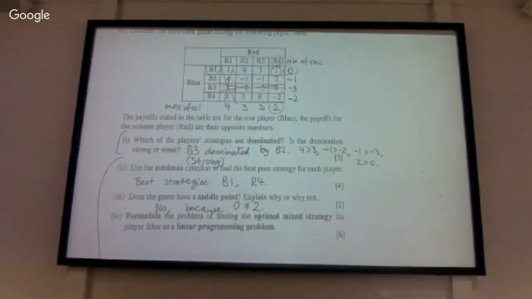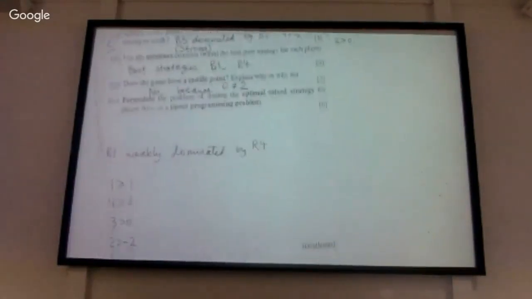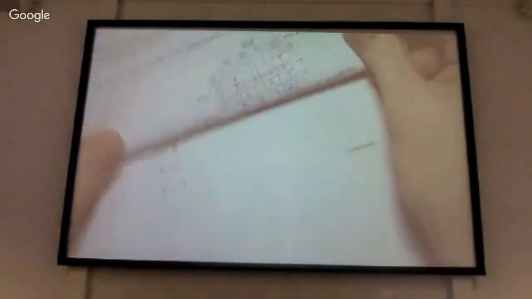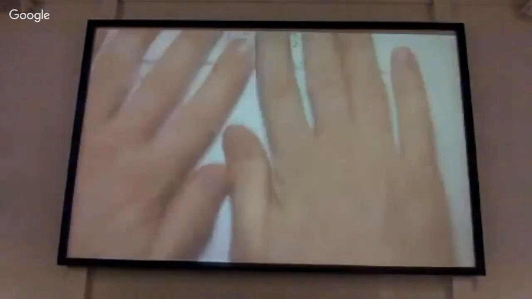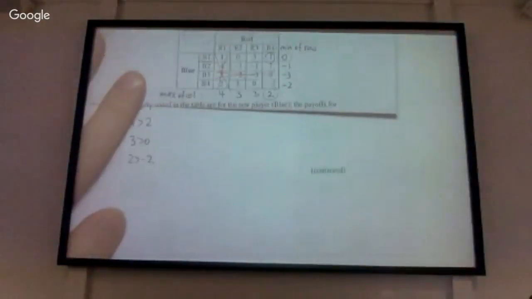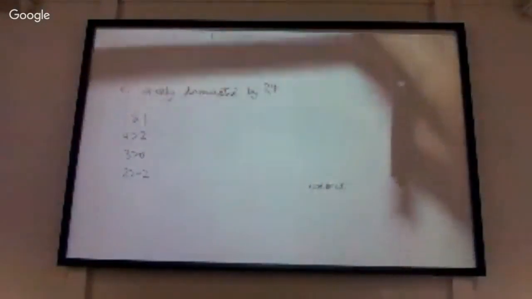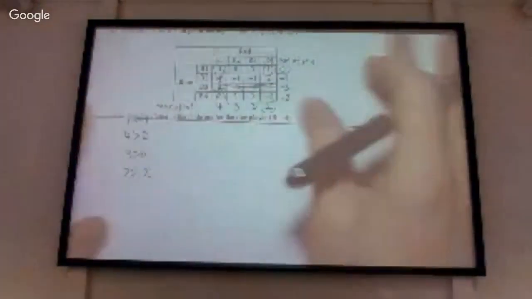An equilibrium that's coming from this min-max is called a saddle point. If the min-max doesn't give you an equilibrium, that's fine. Then there is no equilibrium of pure strategies. So you go on to the linear programming formulation. For part 4, you want the linear programming formulation for the blue player, it says.